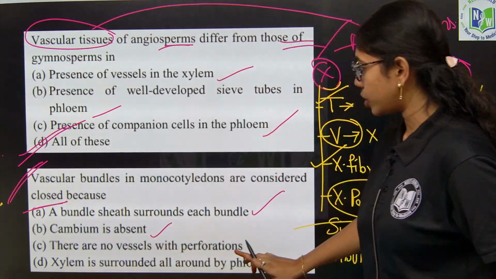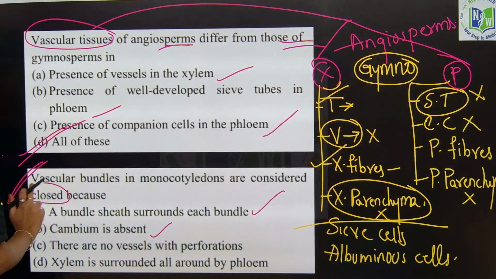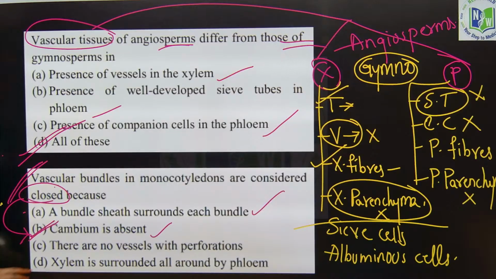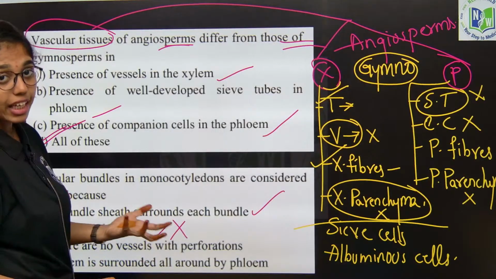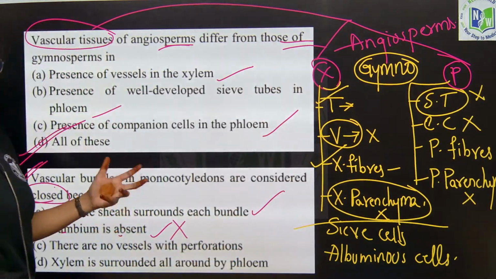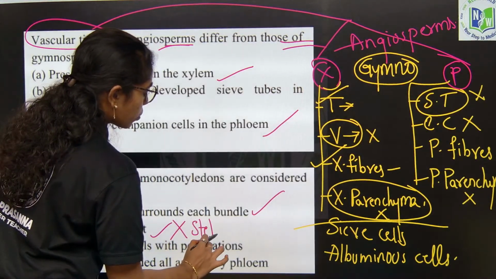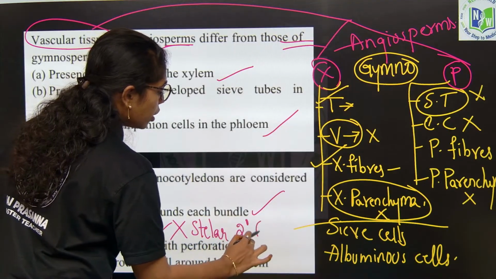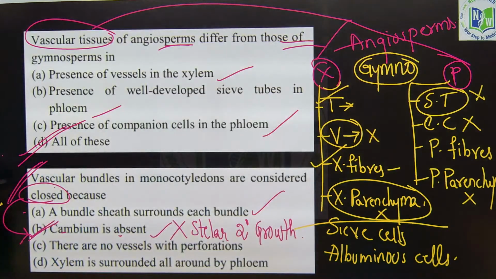Cambium will be absent, but here we have to explain about only closed vascular bundles, right. Closed vascular bundle directly means that cambium is absent, which is not aiding in the process of stellar secondary growth. With the absence of cambium, there will not be stellar secondary growth. Stellar secondary growth is absent.